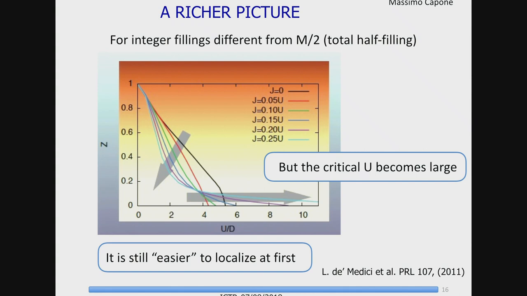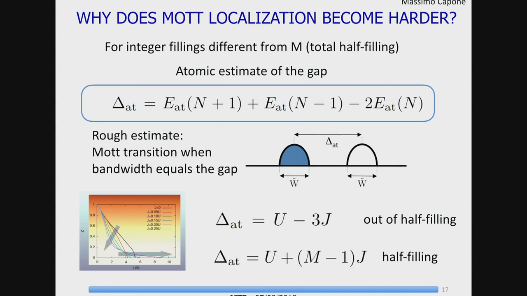So now we have something, a first point to understand the iron-based superconductors. We have 6 electrons in 5 bands, so we are in this situation, and so it makes perfect sense that these guys are not Mott insulators, even if the Hubbard U is sizable. But why does this happen?